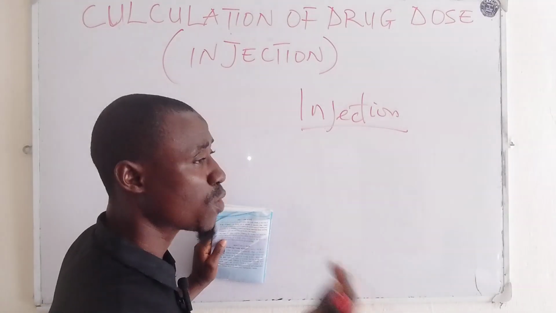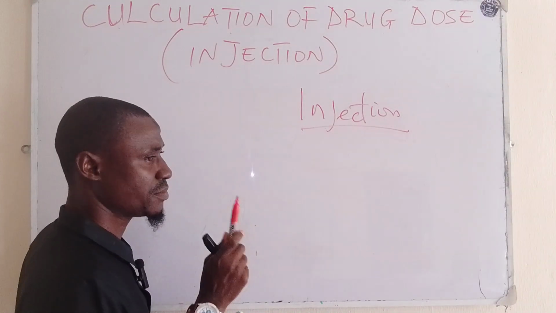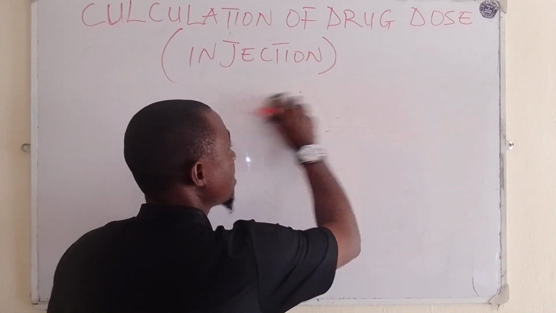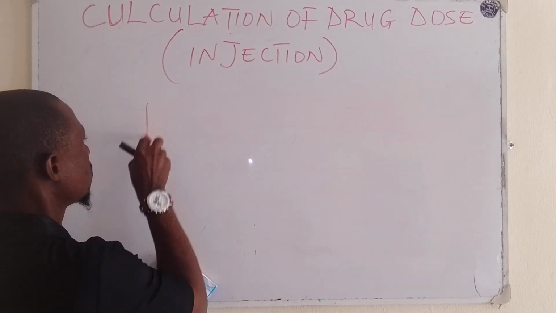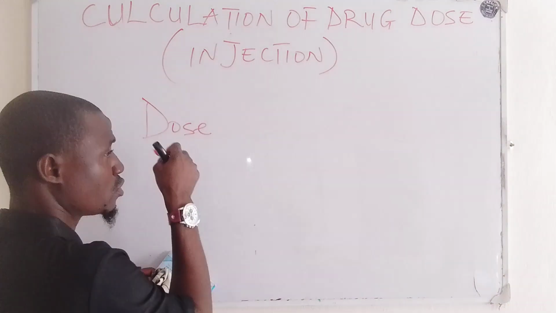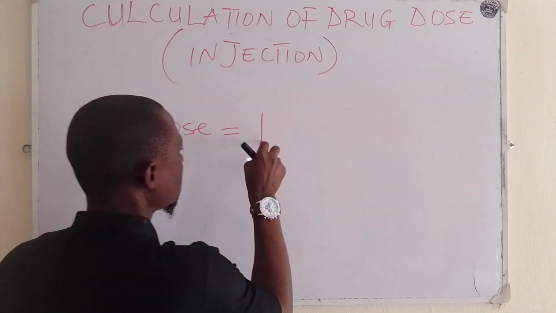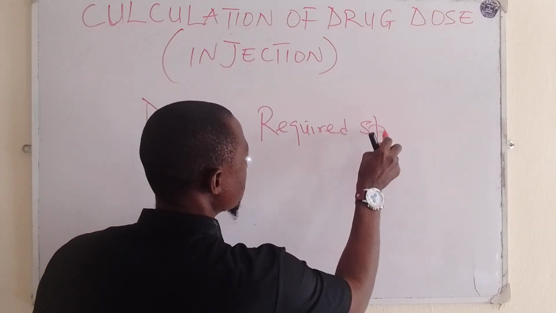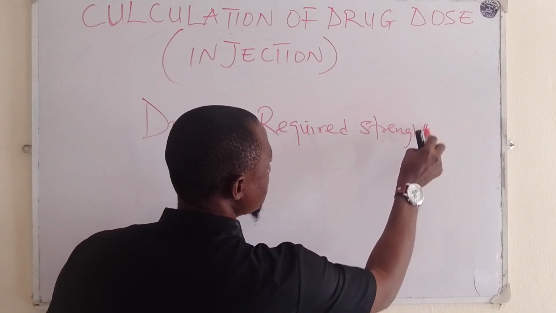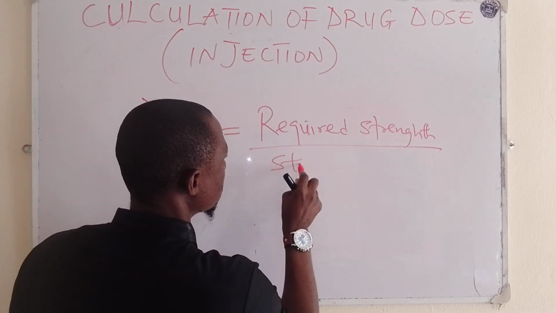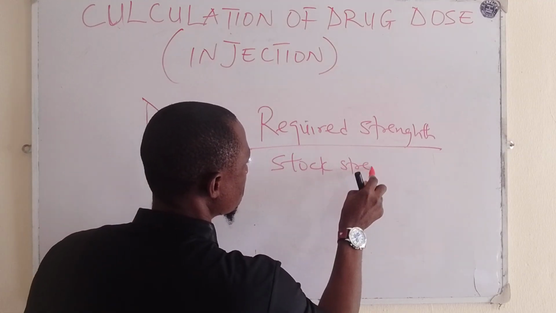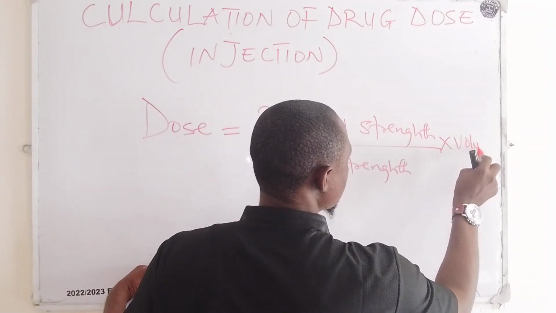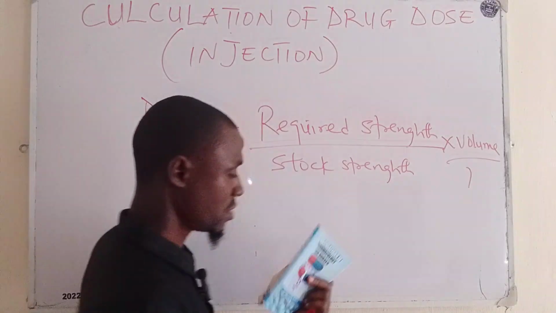You have either two steps or one step. Now, if it is one step, what I mean is you just apply the formula straight away. Let me write the formula. The formula is: dose, that is the dose of the drug you want to administer, is equal to required strength over stock strength multiplied by volume over 1. So this is the formula.